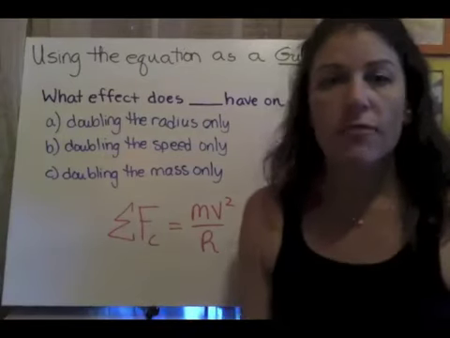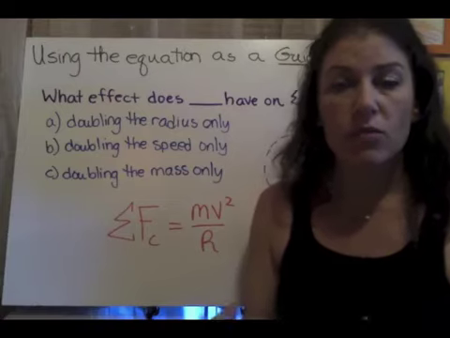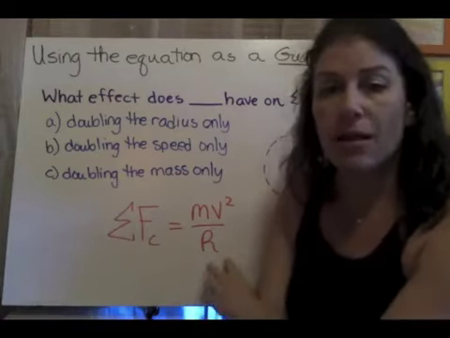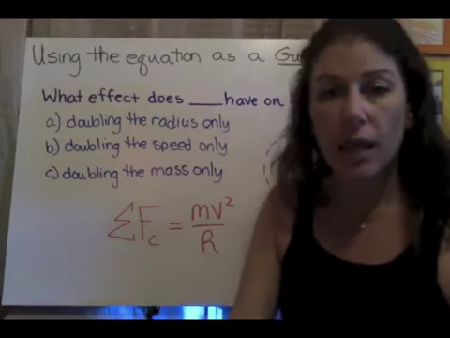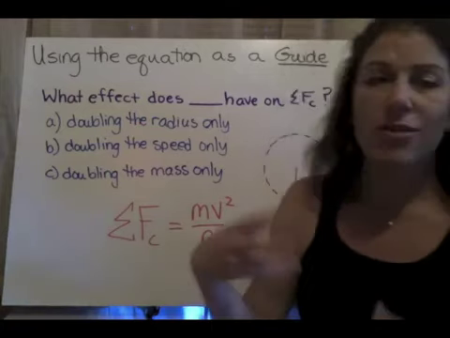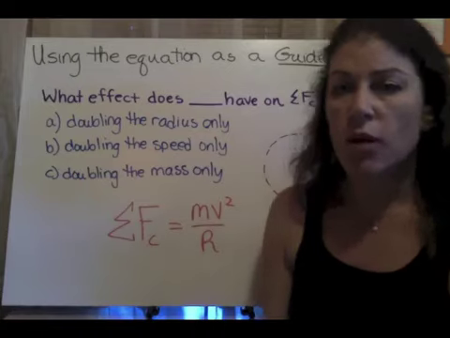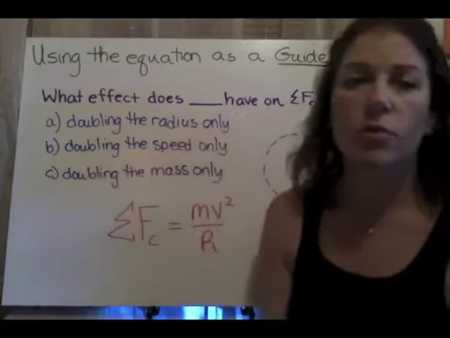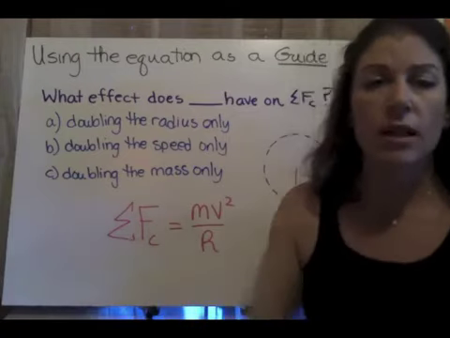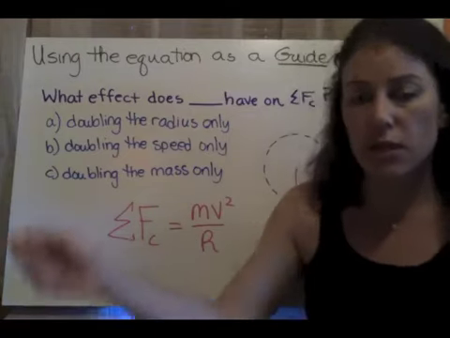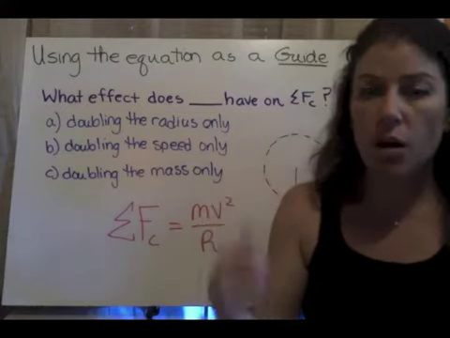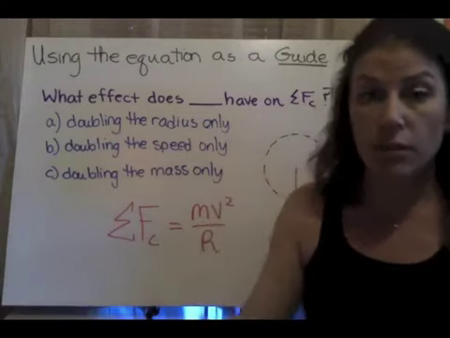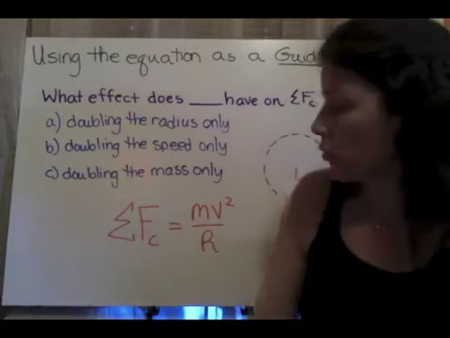The thing most people have trouble with is making predictions about relationships. And the equation is not just for the math. It will help guide your thinking. A very common type of question is, what effect does doubling the radius only have on the net centripetal force? It could be for anything. When you're driving a car, doubling the radius of a turn. When you're spinning a ball, doubling the radius of that ball. You're on a roller coaster, doubling the radius of a big loop. That's the question. What happens?